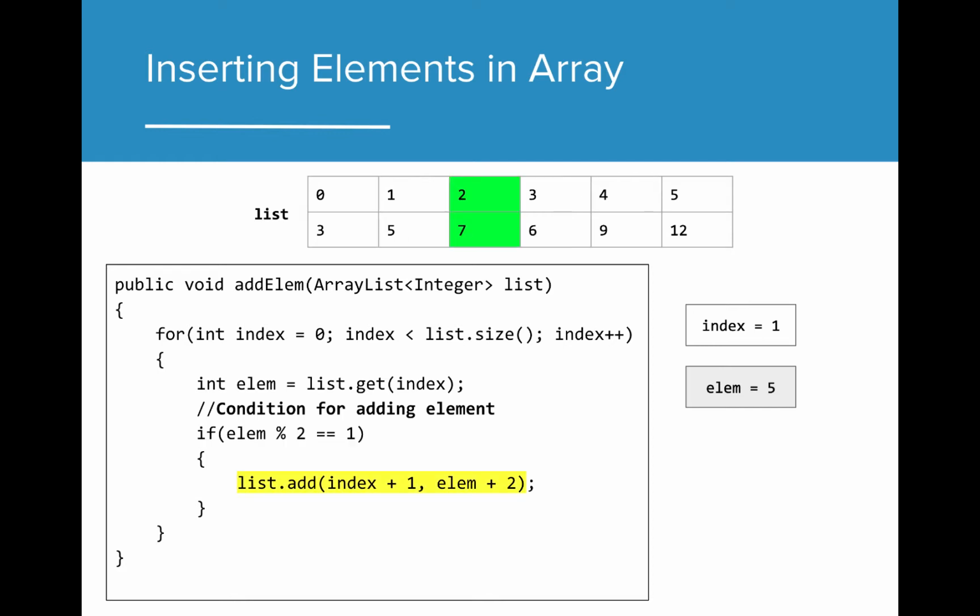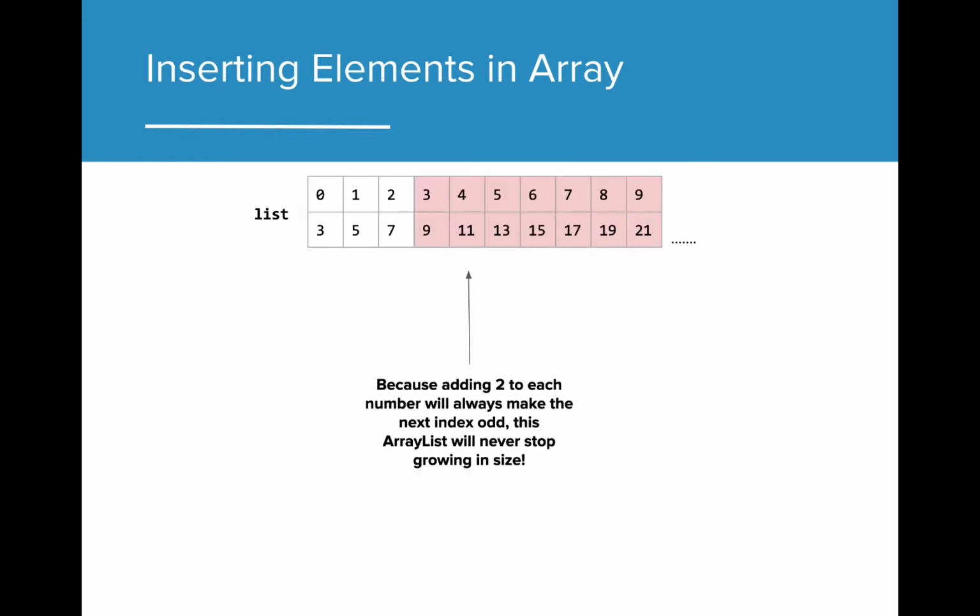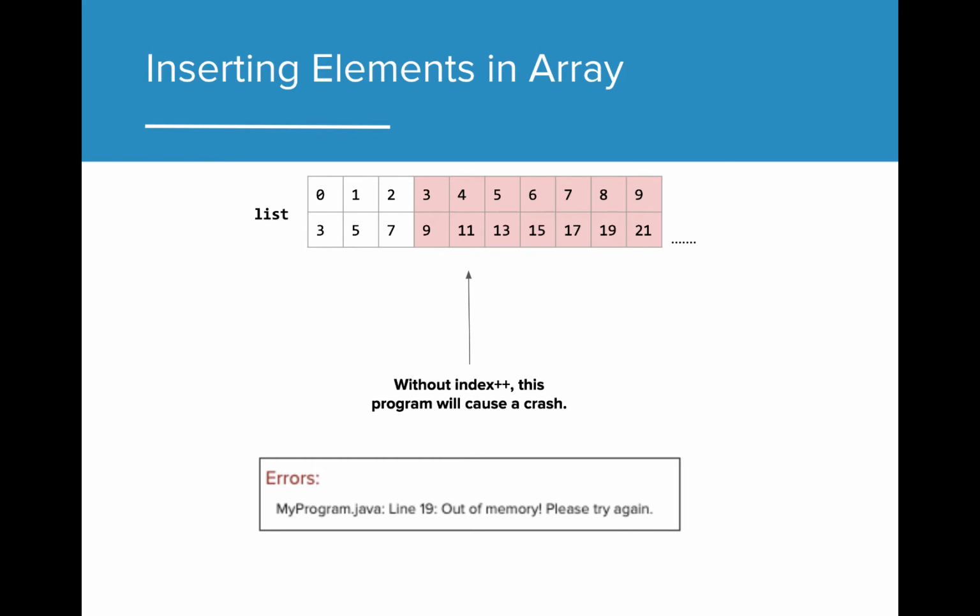Now the value 7 will be added at the next index. The problem with this method is that the next value in the array list will always be odd, as the newly added value will be an odd value. This means that this array list will grow infinitely and never evaluate the other values that were originally in the array list. Without the index plus plus command in the if statement, this program will cause a crash. Because the array list grows infinitely, the program runs out of memory trying to store the values in the array list before the program ever executes.